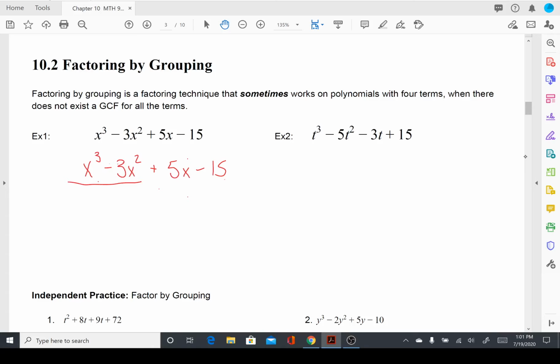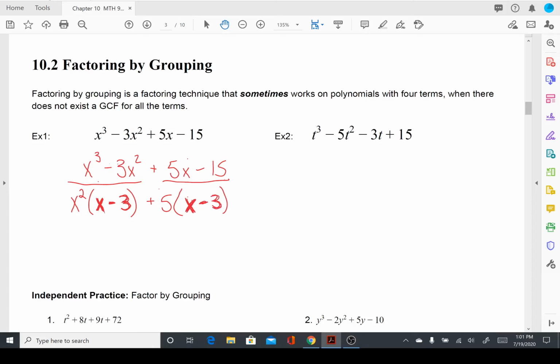So think about that set and this set. What is in common for both of these? X squared. Go ahead and take it out. You'll be left with x minus 3. And what's in common for these? 5 goes into both, so you end up with x minus 3. The key here, if you've chosen the right sets to work with, is that you'll have x minus 3 twice.